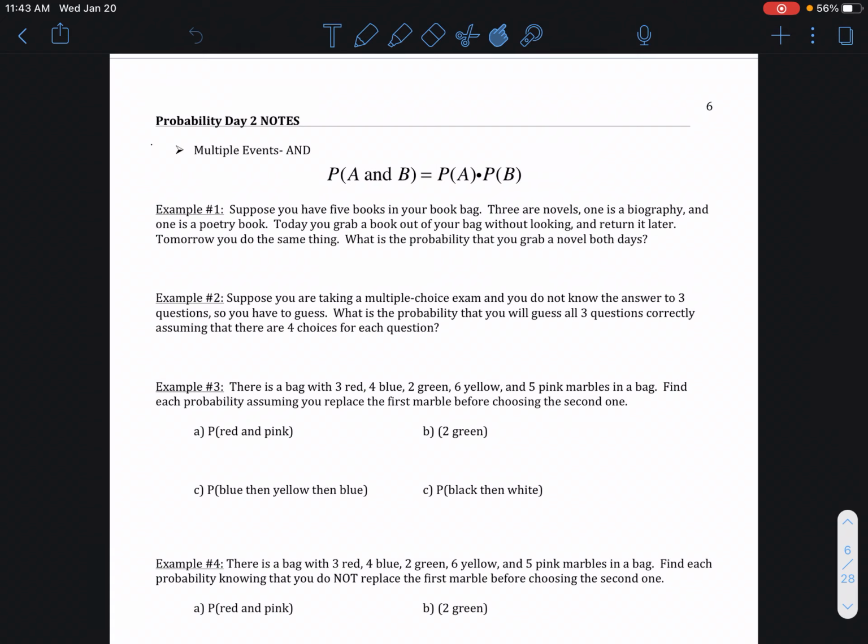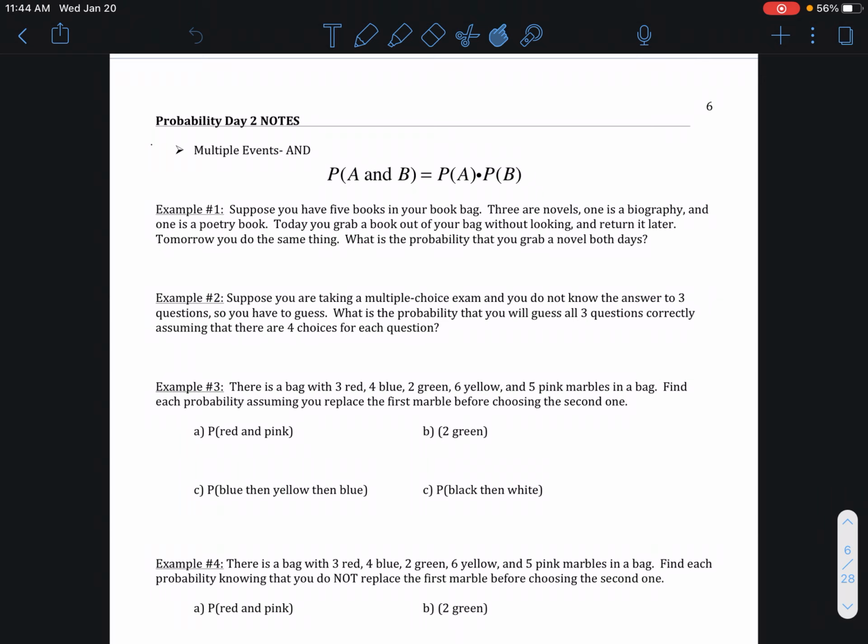Okay guys, welcome back to Unit 6, the probability unit. Make sure you're on page 6. Today we're going to see some examples of starting off with multiple events. What that means, as you'll see in the examples, is when more than one thing happens in a row.